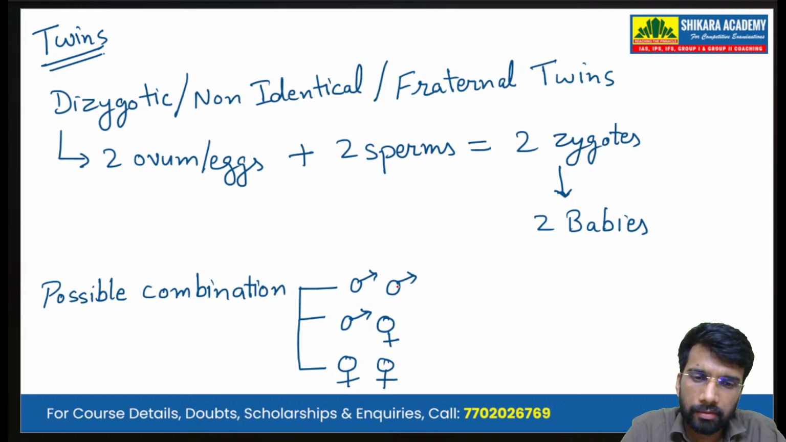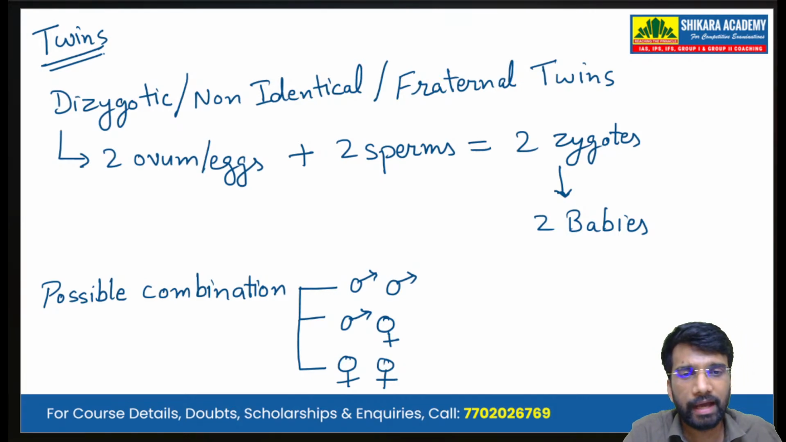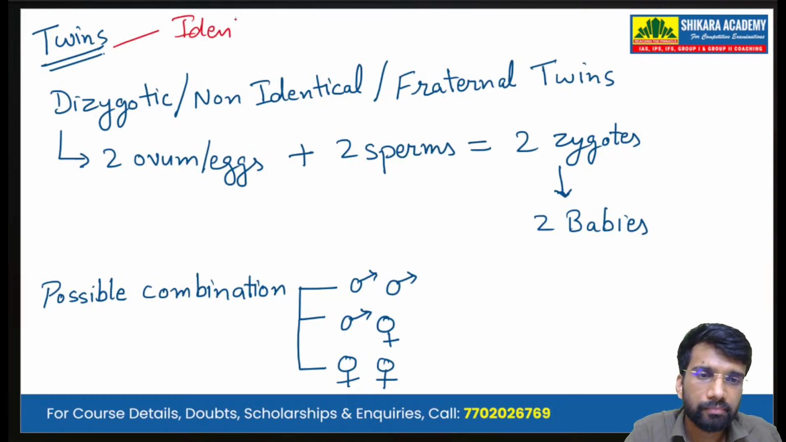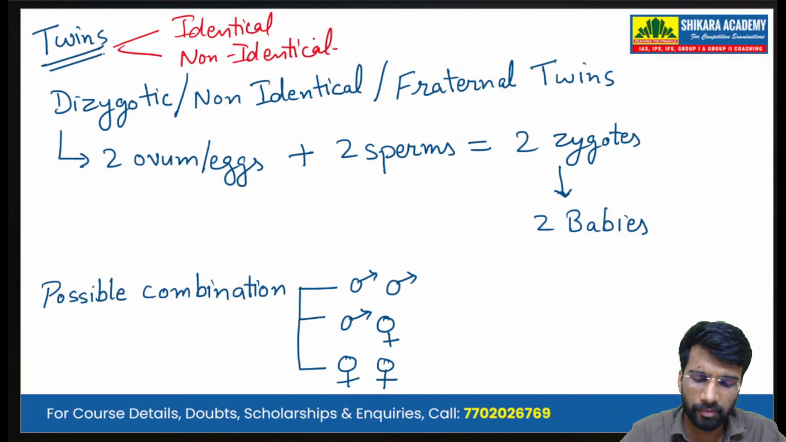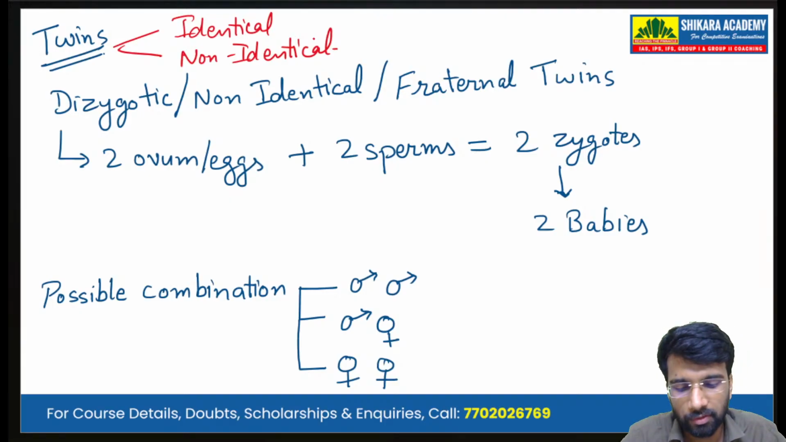Now, there's a concept of twins. Let's discuss the concept of twins. So we have two types of twins: identical twins and non-identical twins. You must have seen in your neighborhood or in your family cases of parents having twin babies. The twins can be identical or non-identical. Most of them are non-identical. The identical twins are somewhat rare.